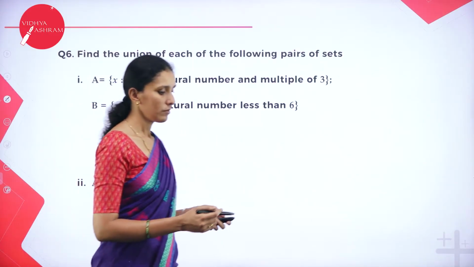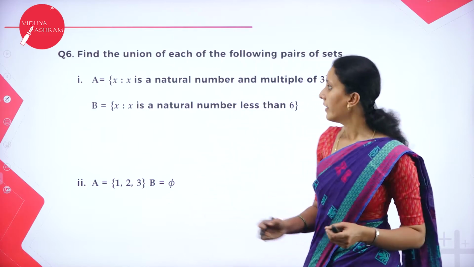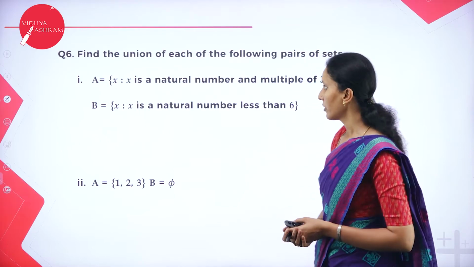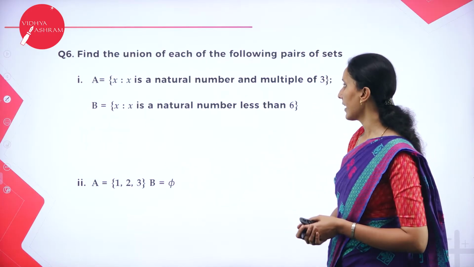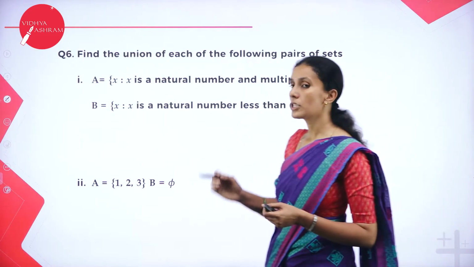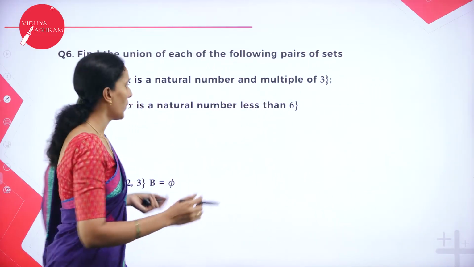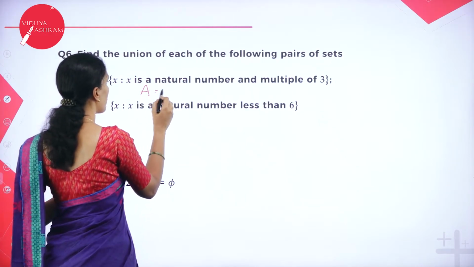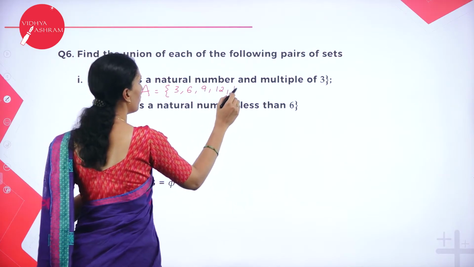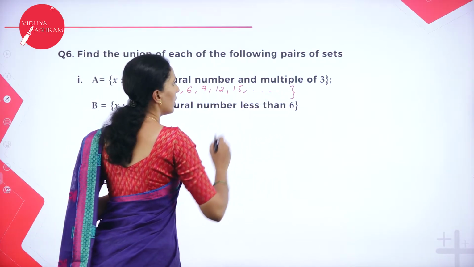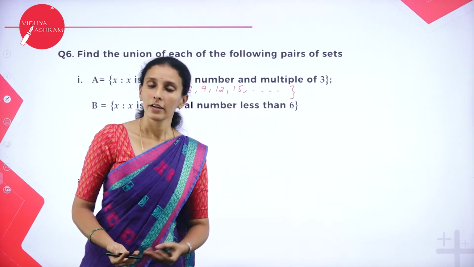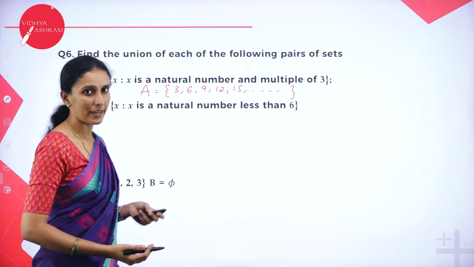Next, here is a question given. Find the union of each of the following sets. Question 1. A: x is a natural number and a multiple of 3. What are the natural numbers which are multiples of 3? It starts from 3 only, and it is infinite: 3, 6, 9, 12, 15, etc. We have an infinite number of multiples of 3, so we'll use dots there which define infinite.